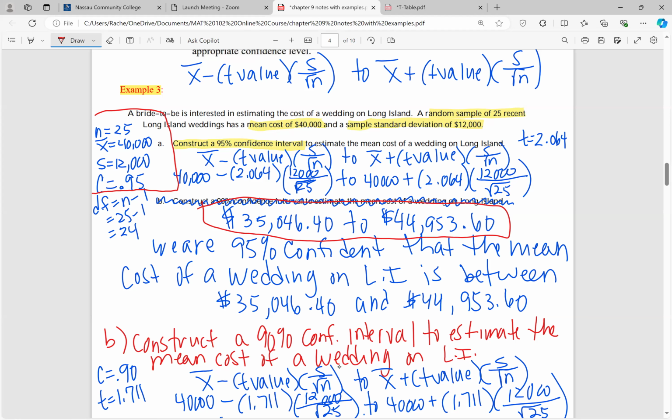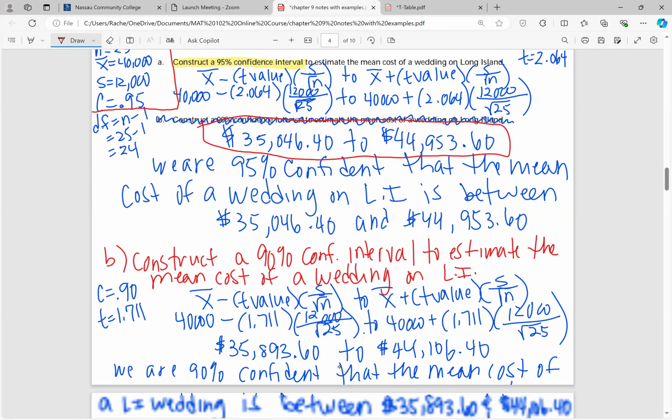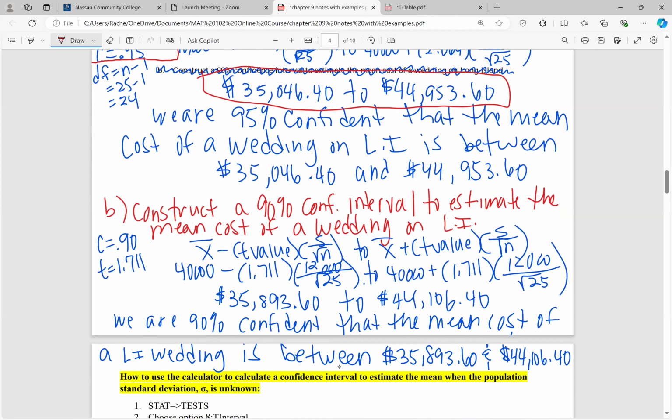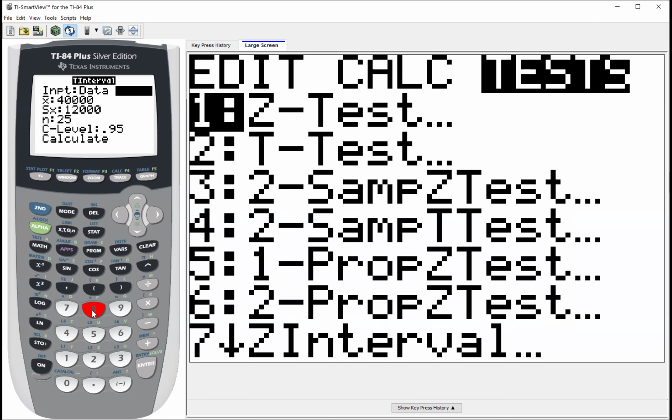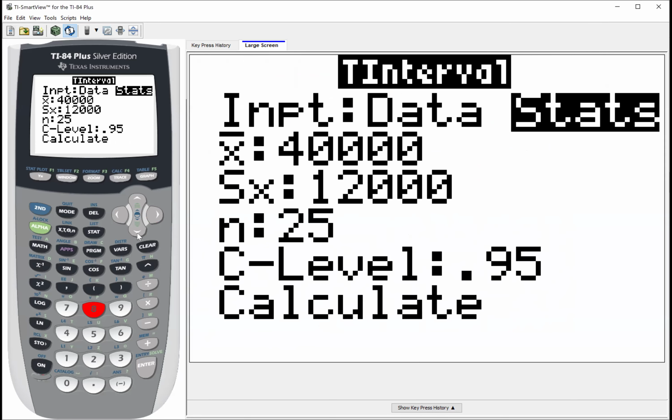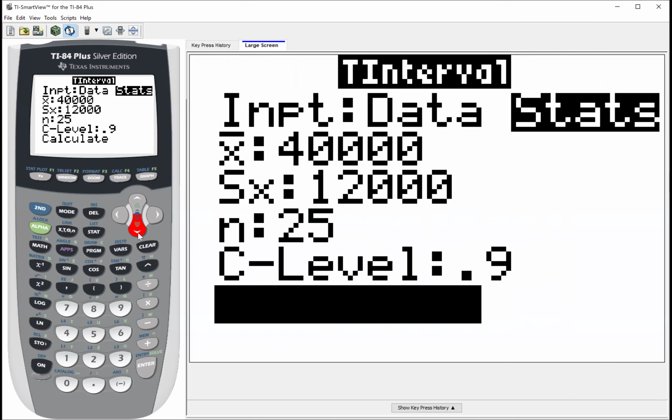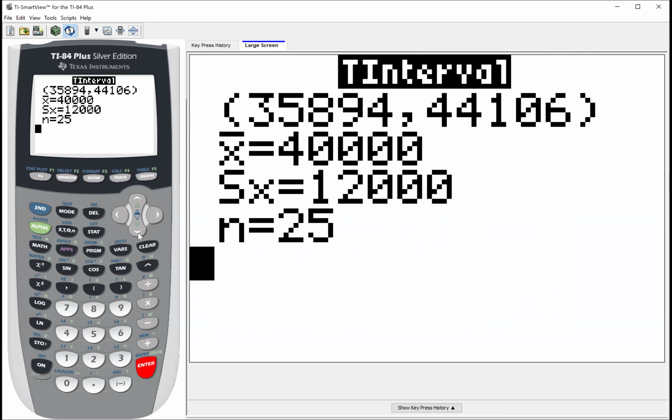And then let's do part B, also using the calculator. So for part B now, we're just changing this to a 90% confidence interval, but the stats are the same. So let's go back to the calculator. So we press stat, we go over to tests. It's option 8, t-interval. And we already have the stats in there. X bar is the same, standard deviation is the same, N is the same. We just have to change the confidence level to 90% or 0.90. And we could calculate. And it's going to give us our confidence interval.